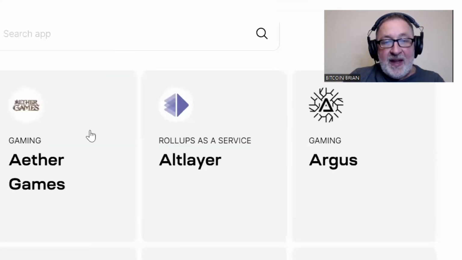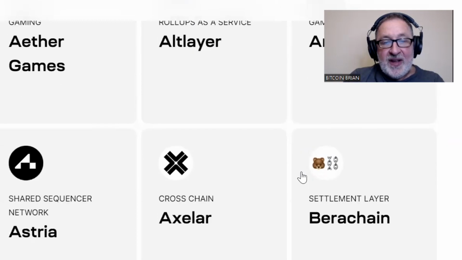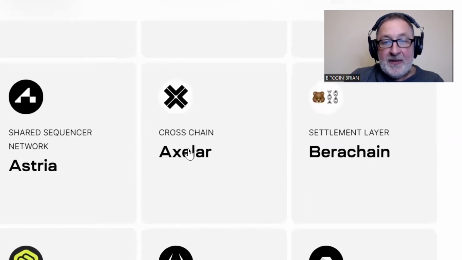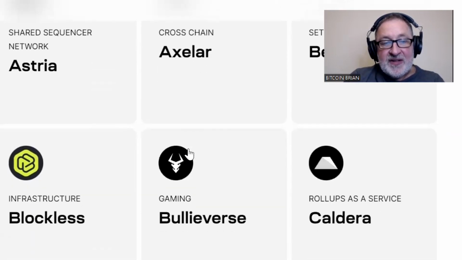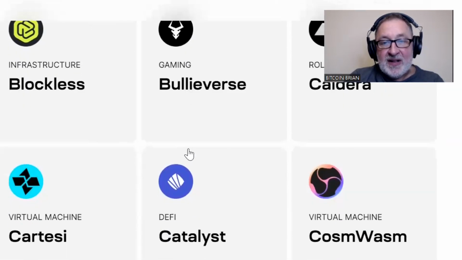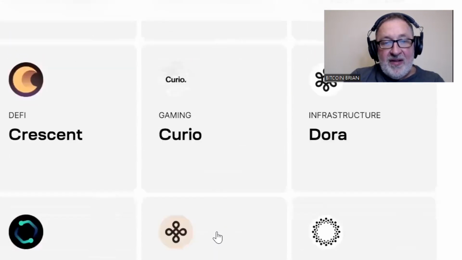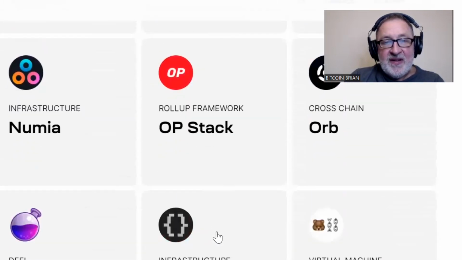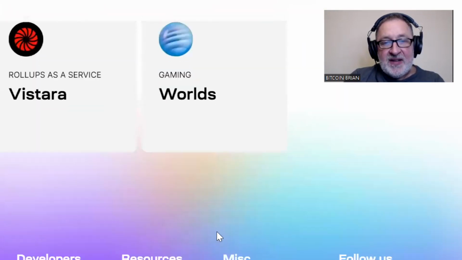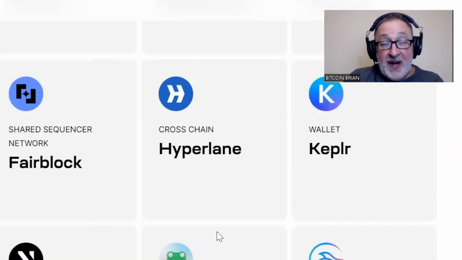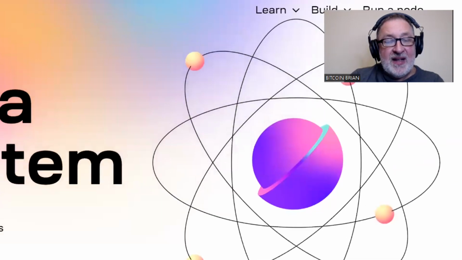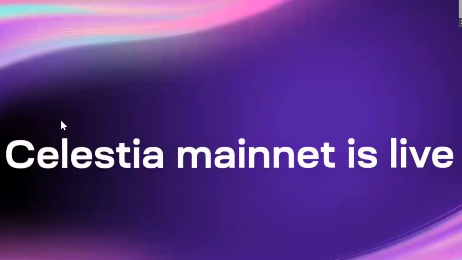I mean, gaming, roll-ups as a service, more gaming, shared sequencing network, cross chains, settlement. And some of these names you probably recognize: Blockless, Cartesi, Catalyst, all these different companies and chains and everything else that they've already partnered with. And mind you, again, they just went live. The mainnet just went live. This is dated October 31st, 2023. It just went live, and it's already this big.